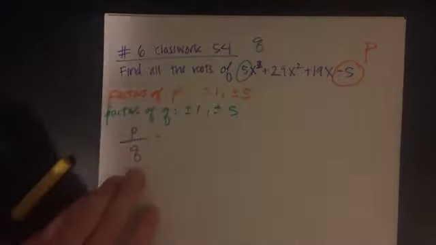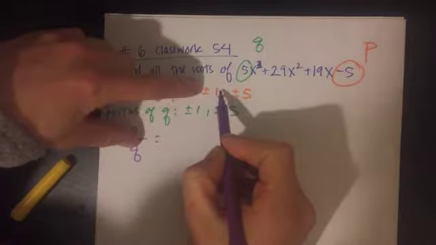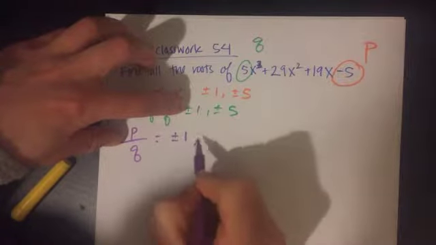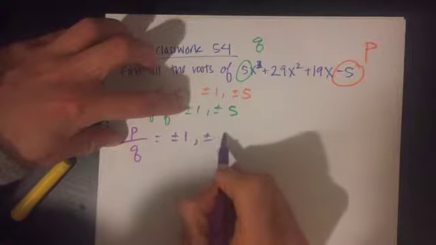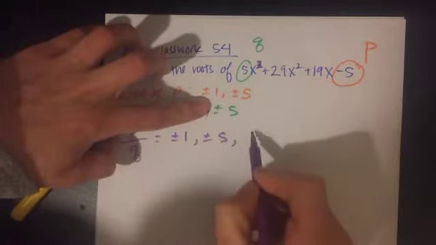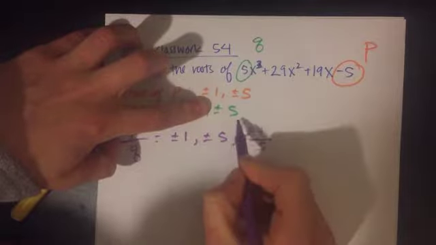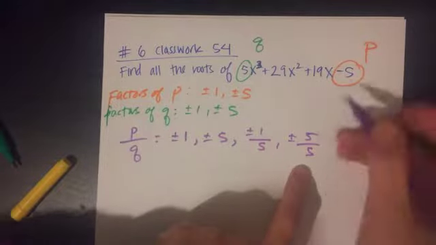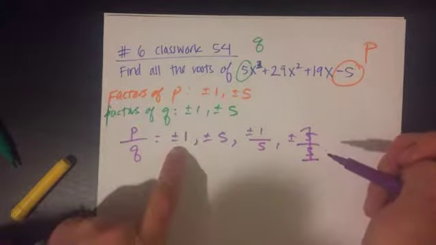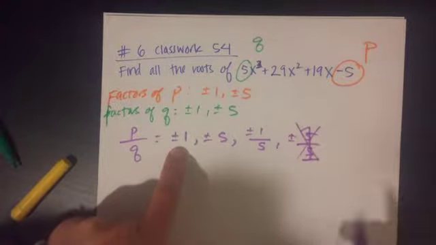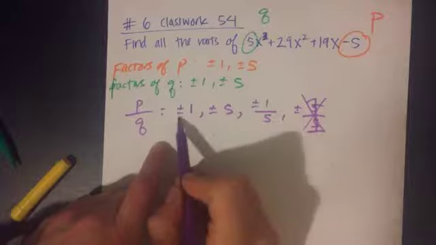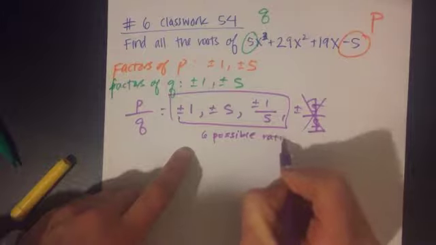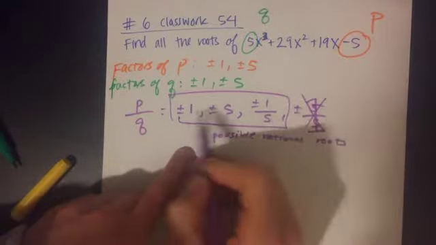Okay, so now all of my roots, p over q. So I'll start by doing this one over this one. 1 over 1 is just 1. 5 over 1 is 5. Now I'm going to do 1 over 5, and then 5 over 5. But 5 over 5 is the same thing as 1, which I already have here, so I really don't need to include it. So I have 6 possible rational roots. 1, 2, 3, 4, 5, 6.